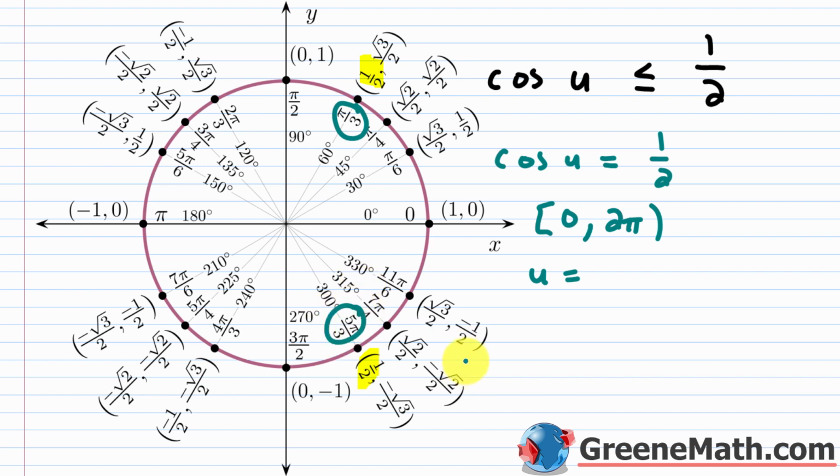So let me circle that as well. So let's put pi over 3, and then 5 pi over 3. Now, because this is a non-strict inequality, these will actually work as a solution. So you've got to keep that in mind.